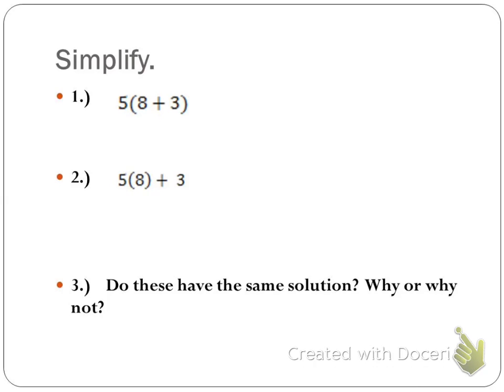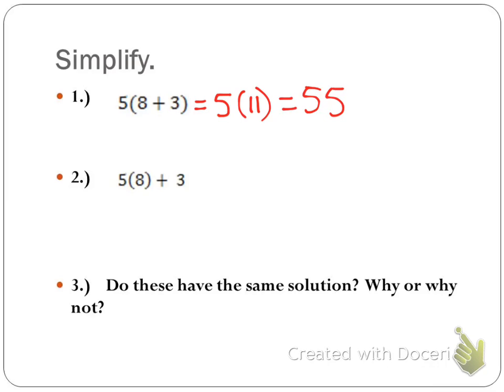We deal with parentheses first. In our parentheses, we have 8 plus 3 grouped together. What is 8 plus 3? 11. So we have 5. Remember, we'll leave the 11 in parentheses to remind ourselves we've got multiplication. 5 times 11 is 55. Very good.